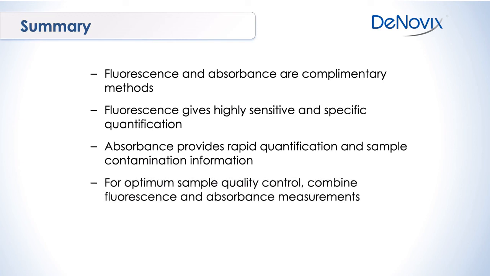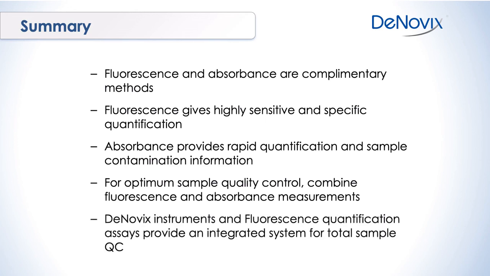So really the key point is that for optimum sample quality control and for greatest flexibility in the lab, the best option is to be able to combine fluorescence and absorbance measurements. And that will give you the specific quantification of fluorescence along with the contamination detection of absorbance.